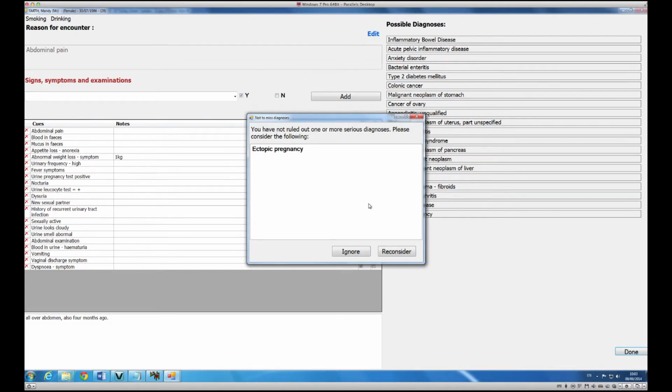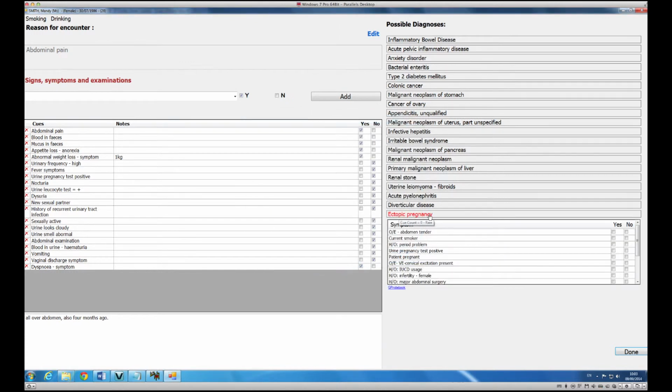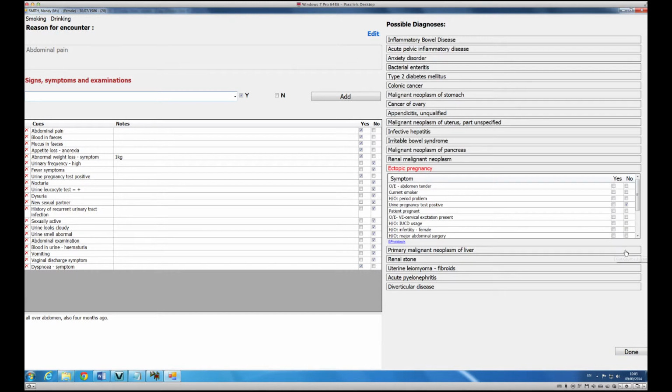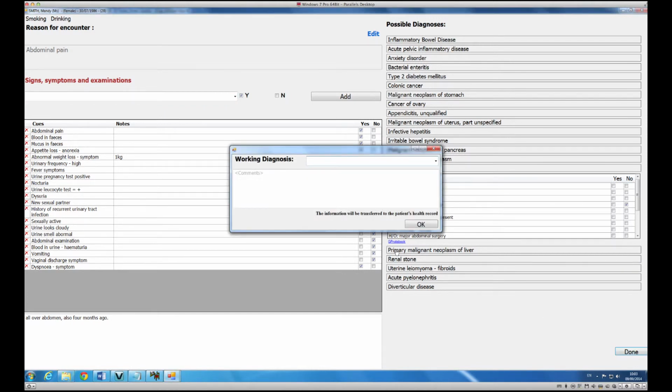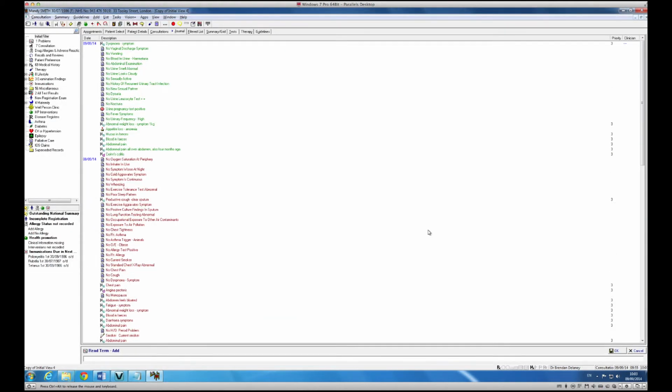So down here I've done, and it's reminding me that I haven't ruled out ectopic pregnancy, so I could reconsider this, and it's appearing now in red. And I can look at the questions there which I haven't addressed, and I can say, well, the urine pregnancy test was not positive. And I can say, well, okay, that's fair enough. That's good enough for me. So I'm going to put my working diagnosis in here, which was IBD, inflammatory bowel disease.